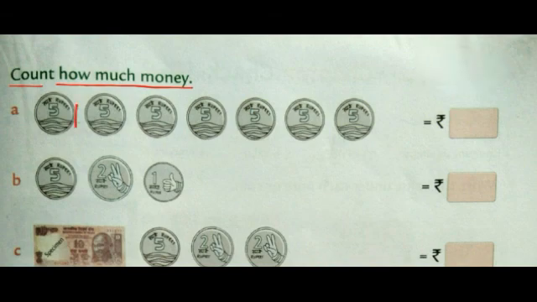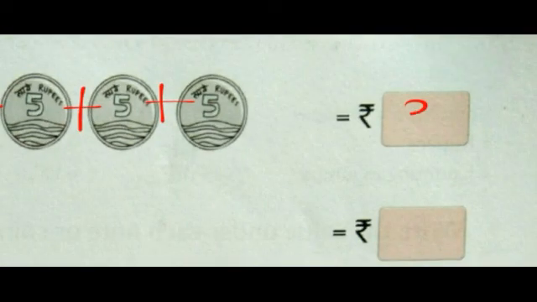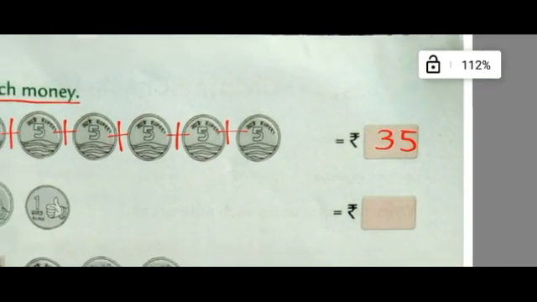5 plus 5 is equals to 10. 10 plus 5, 15. 15 plus 5, 20. 20 plus 5, 25. 25 plus 5, 30. And 30 plus 5 is equals to 35. So here we can write 35. It is total 35 rupees. Okay. Now see the next one.